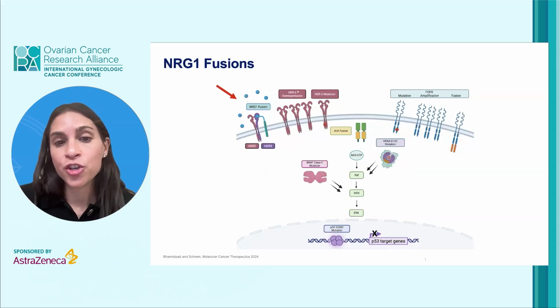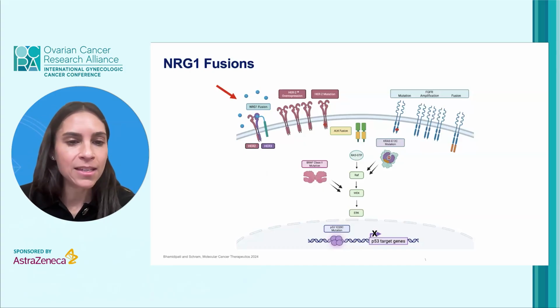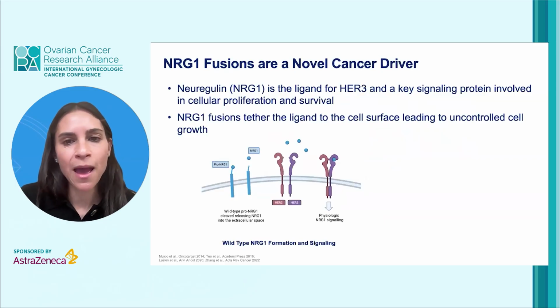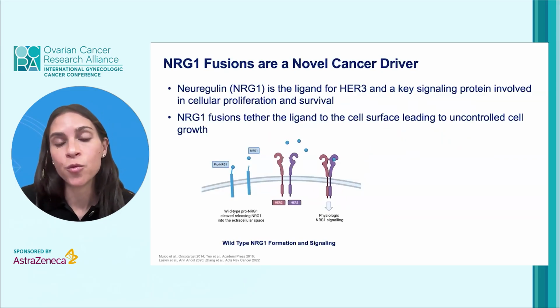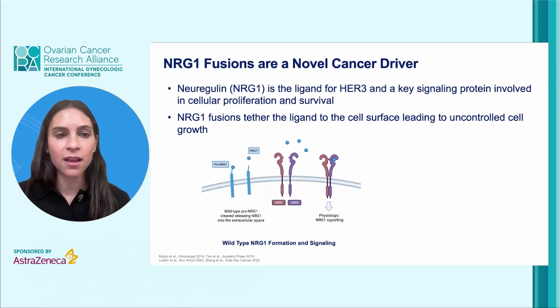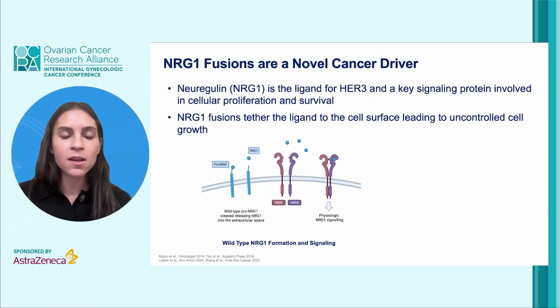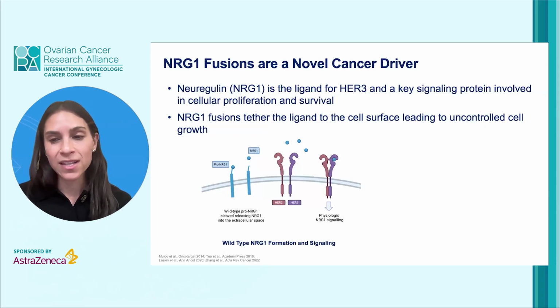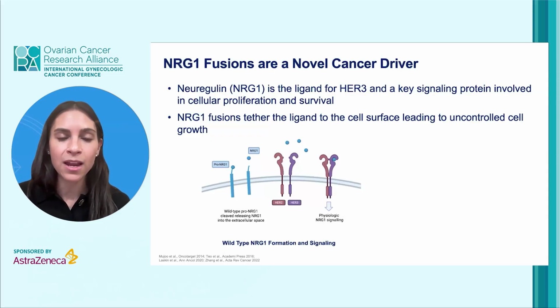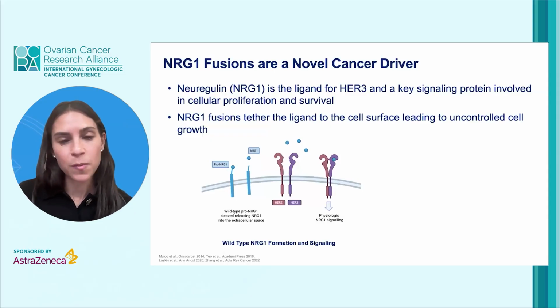I'll talk a little bit more about NRG1 fusions. This is another emerging potential tumor agnostic biomarker that is, I think, very exciting. In terms of biology, neuregulin, also known as NRG1, is the ligand, or really the food that feeds HER3, which is a protein that sits on cancer cell surfaces. And this is important for cell survival, even in normal cells. But NRG1 fusions are these abnormal gene fusions that I mentioned earlier that cause the neuregulin to stay close to the cell, to be tethered to the cellular membrane, and lead to overactivation of this pathway.